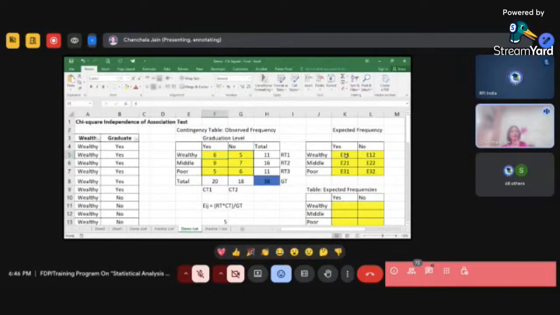So I have written here E11. When I talk about this 5, this is first row and second column element. So I have written here E12, right? Similarly, 9, second row, first column, it is E21. Then 7 is second row and second column, it is E22. Poor 5, this is third row, first column, E31. And this 6, third row, second column, it is E32. Okay.